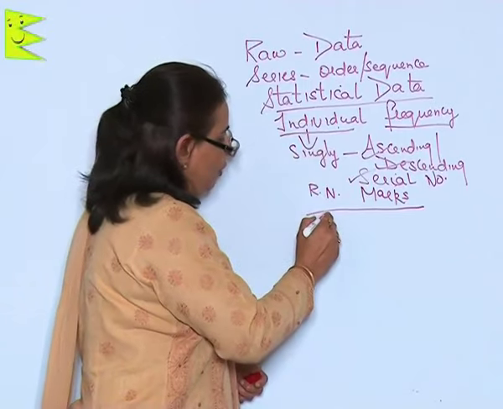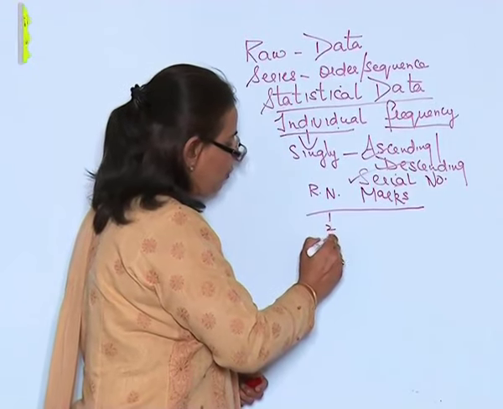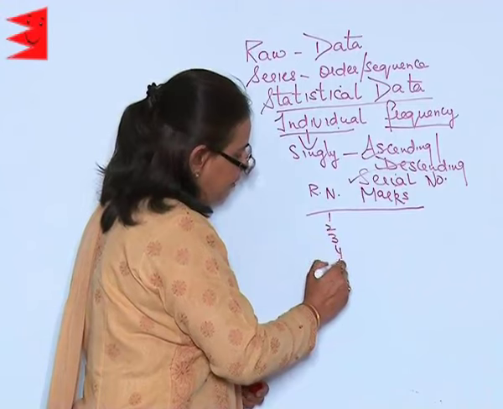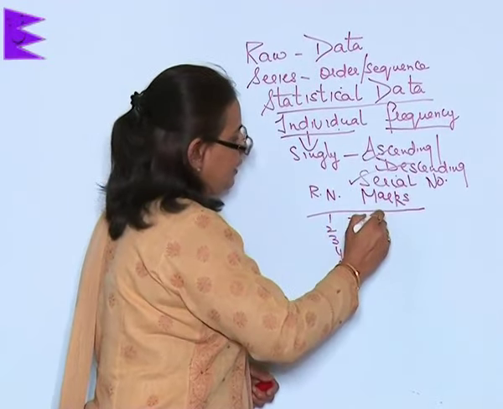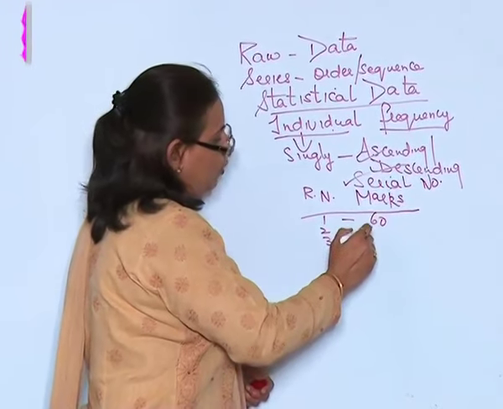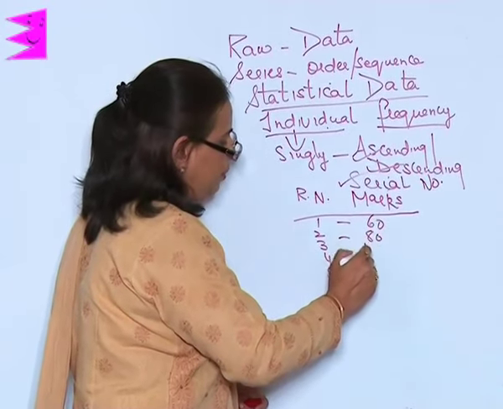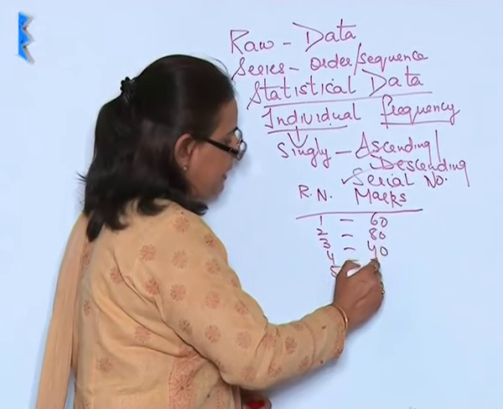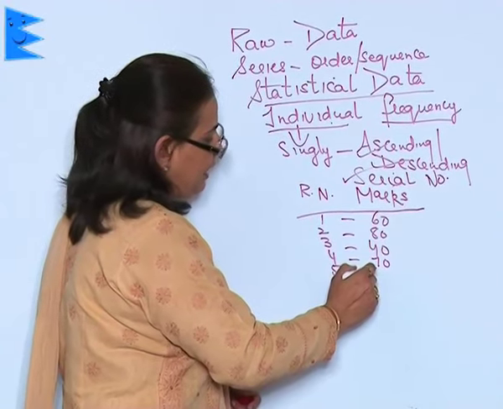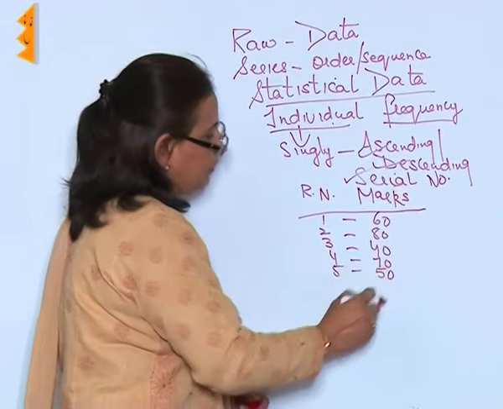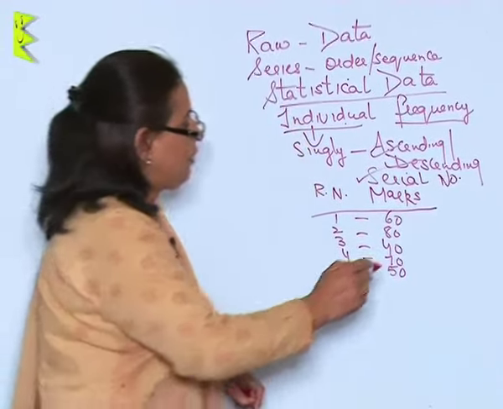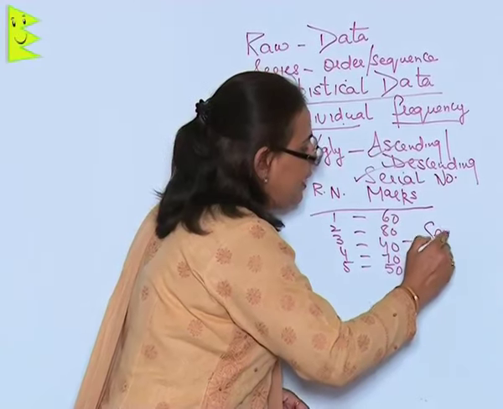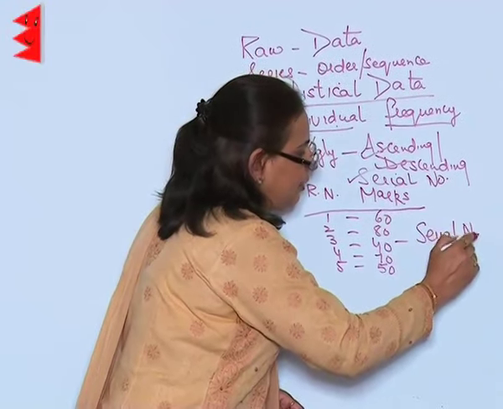It will be roll numbers 1, 2, 3, 4 and 5. Roll number 1 has got say 60 marks. Roll number 2 has 80, roll number 3 has 40, roll number 4 has 70 and roll number 5 has got 50 marks. This kind of individual series is called the serial number series, right?